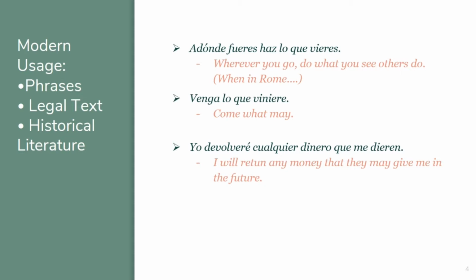In legal contracts, you can still see the future subjunctive, but that's probably where you're going to see it the most when it comes to modern times. Now, if you're reading historical literature, then you might still see it.